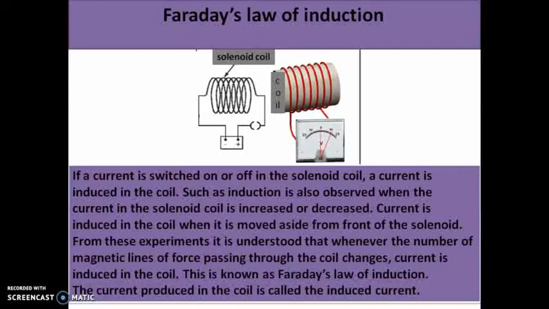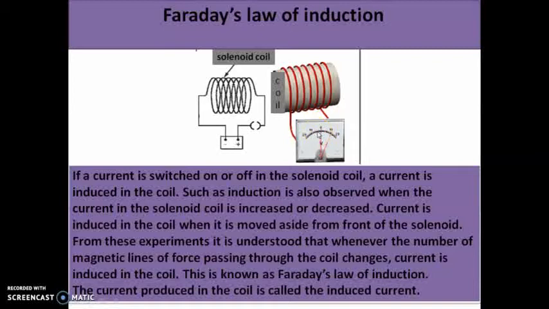From this experiment, it is understood that whenever the number of magnetic lines of force passing through the coil changes, current is induced in the coil. Okay, so as you can see, this is the solenoid coil, this is the normal coil. I am moving the solenoid coil. What I am doing here, I am moving means I am crossing the magnetic lines of force, and because of that, the current is induced in the coil, and that we can see by the deflection in this particular device.